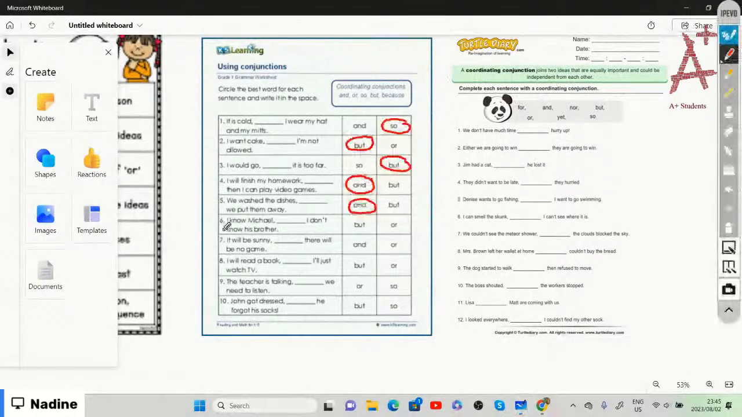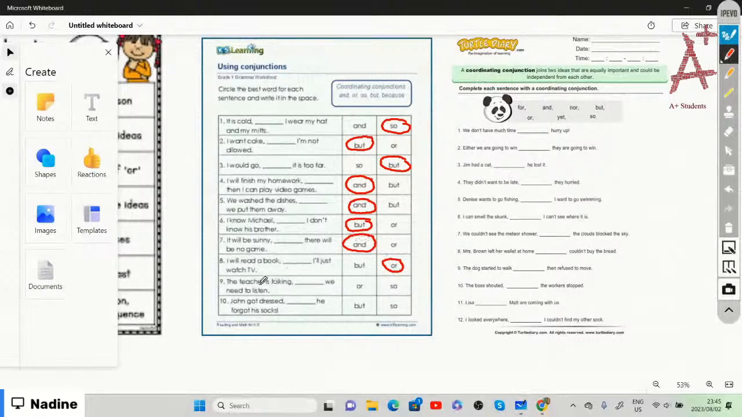All right. I know Michael, but I don't know his brother. So we will go with but, I don't know his brother. It will be sunny and there will be no game, or there will be no game. So it will be sunny and there will be no game. I will read a book, but I'll just watch TV, or I'll watch TV. So we will choose or, because you're either going to read a book or choose to watch TV.